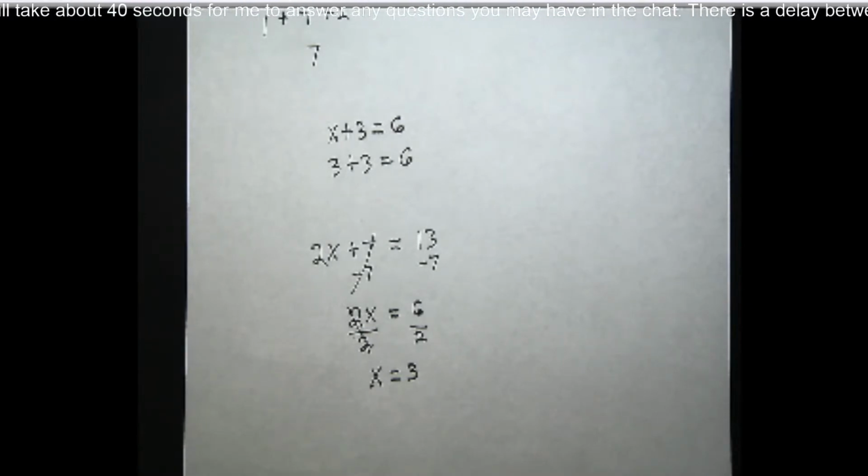And now our equation reads x equals 3. Again, that equal sign says that whatever's on one side is the same as the other side. They have the same value. So x has the value 3.